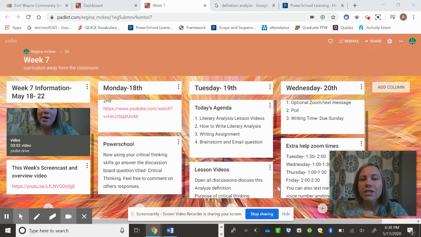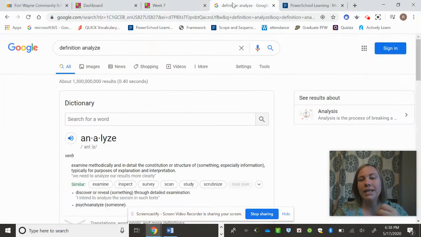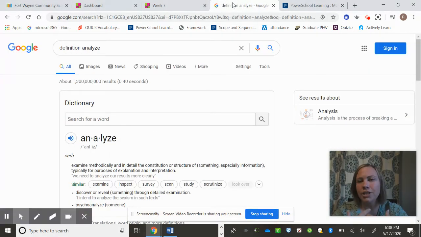Hey guys, so we are going to talk about literary analysis, what that is, how you do it. To understand where we're going, you need to understand what the word analysis means. So I'm going to break down that definition here: to analyze. This is something we ask you guys to do a lot. Analyze this, analyze that. But what does that mean?